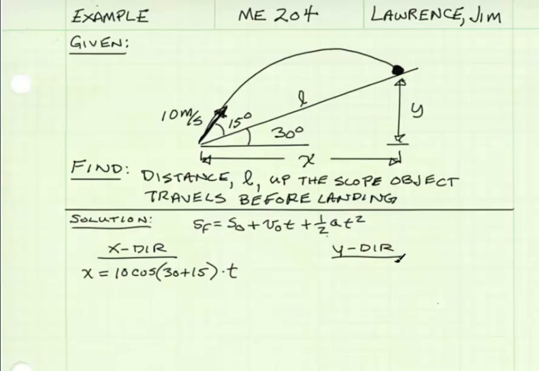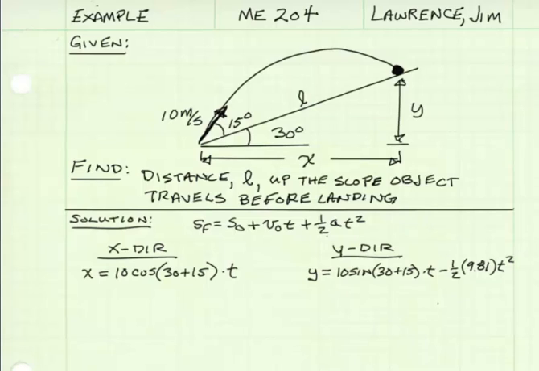In the y direction, my initial position is 0. My final position is y. My initial velocity is 10 times the sine of 30 plus 15 times the time. And then my acceleration is downward, in that direction. So we're going to write this as negative 1/2, and we're in SI units, so we've got 9.81 meters per second squared for our acceleration times the time squared.